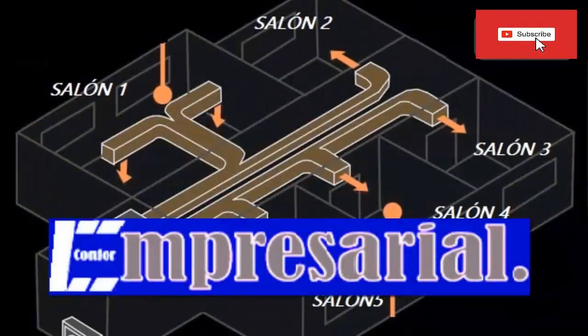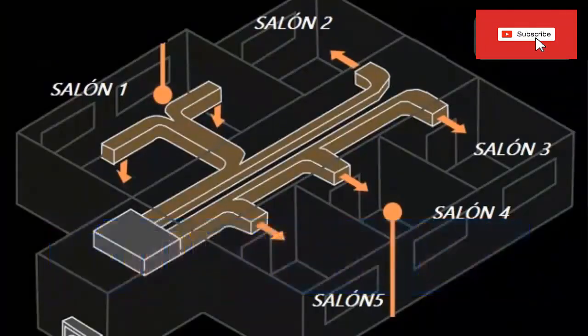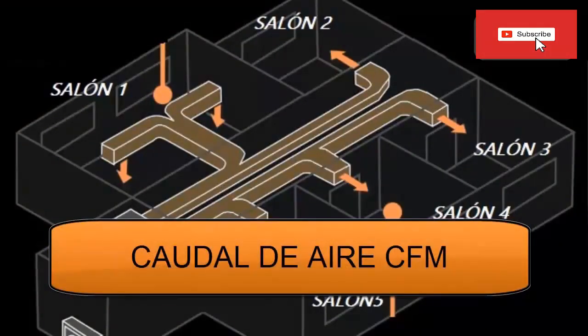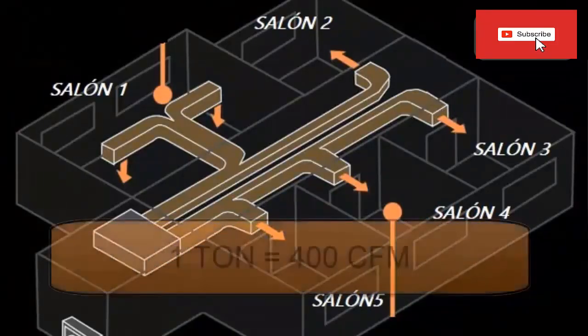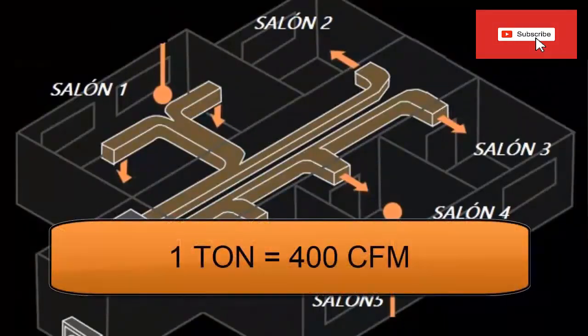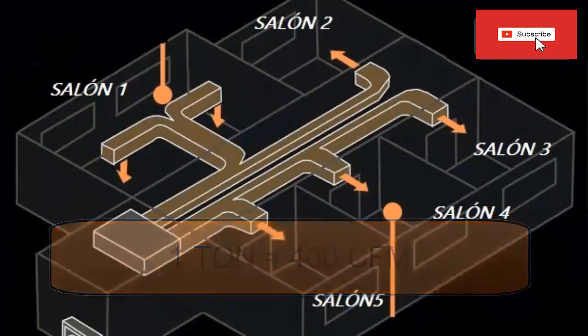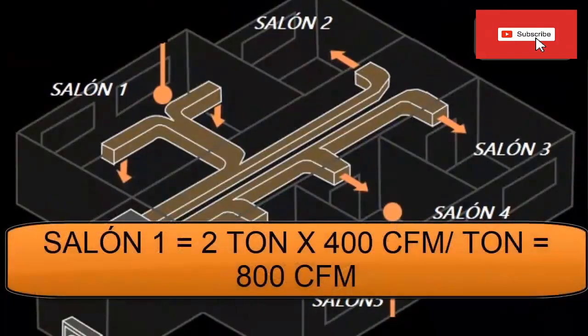Let's go with step number 2 for the design of this duct system. We must know the airflow of each room. Let's remember that room number 1 needs a refrigeration capacity of 2 tons. Now for every ton of refrigeration we must send 400 cfm, cubic feet per minute, of air. This means that this room needs an airflow of 800 cfm. That value results from multiplying 400 cfm by the 2 tons of refrigeration.